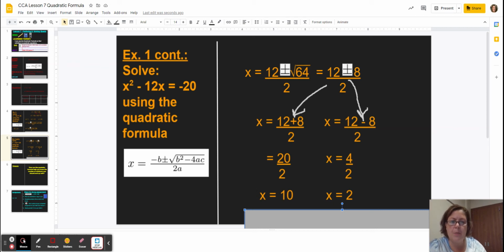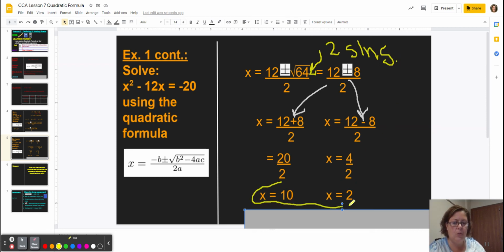And one thing I forgot to bring back or mention is if you think about when we talked about the discriminant, remember the discriminant is the number that's under the square root symbol. Here we got a positive 64, so we should end up having two solutions. And as we just noticed, we have two separate and distinct numbers. So 10 and 2 would be the solutions for that quadratic equation.